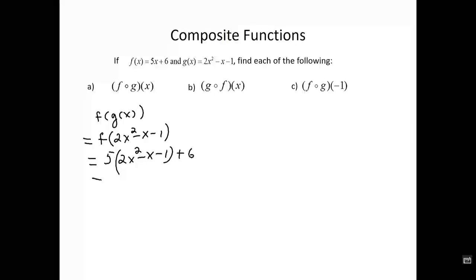And if we simplify this, I got 10x squared minus 5x minus 5 plus 6. Combining like terms, 10x squared minus 5x plus 1. So this represents the composition of f and g, f of g of x.